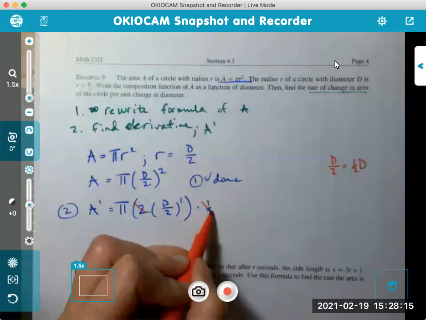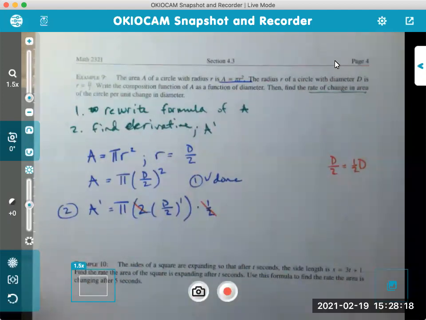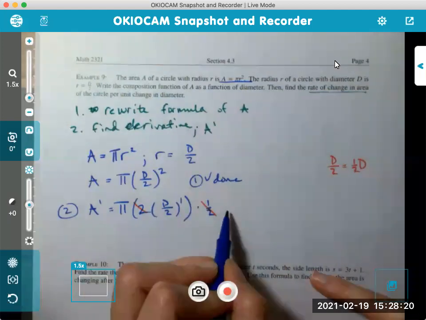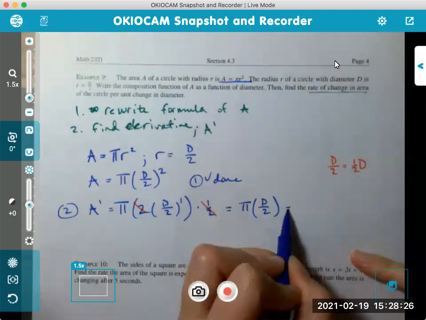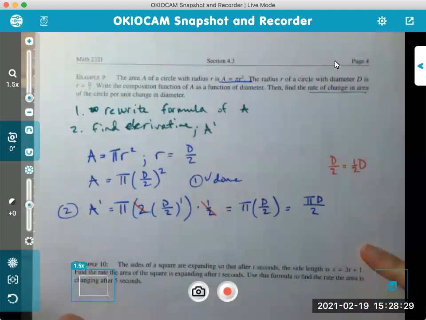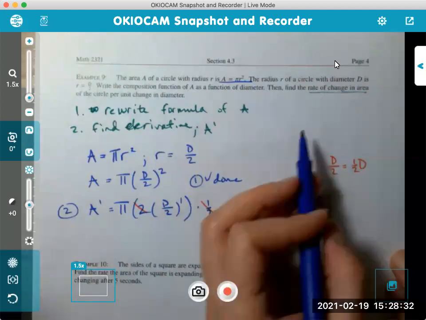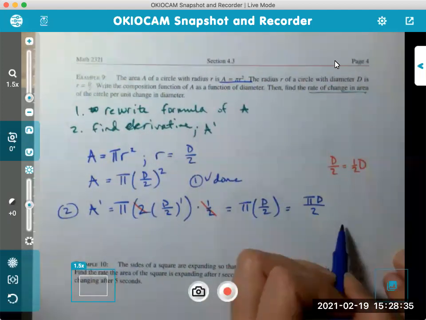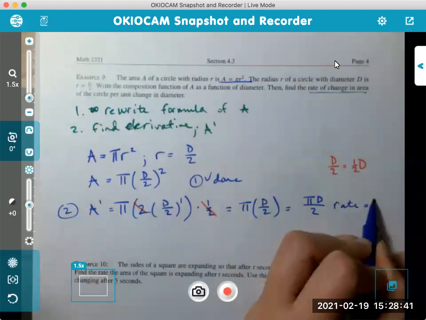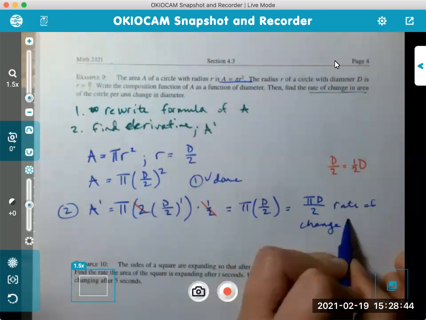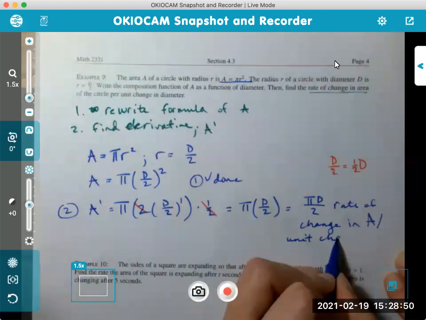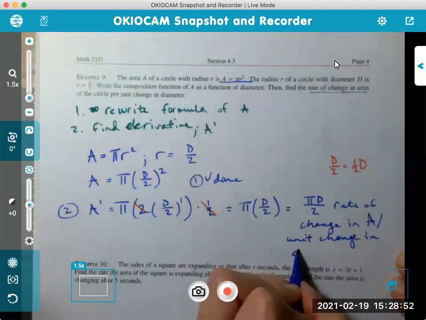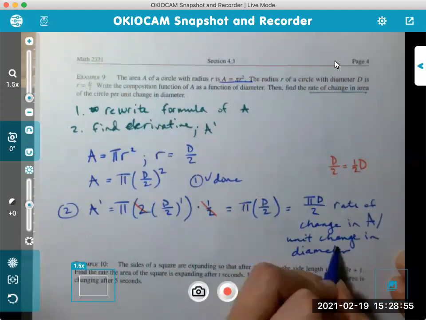Now notice that the 2 and the 1/2 become 2 over 2, which is just 1. So all in all, we end up with pi times d over 2, or if you'd rather, pi d over 2. So this is the rate of change in area of the circle per unit change in diameter. Perfect.